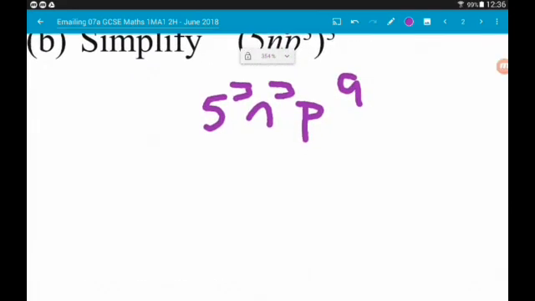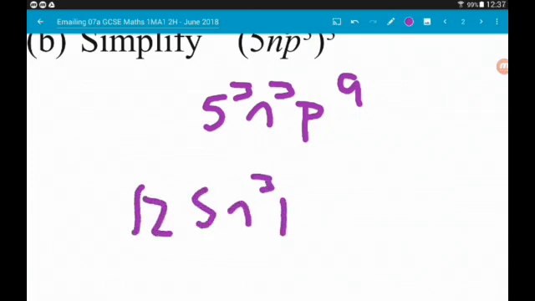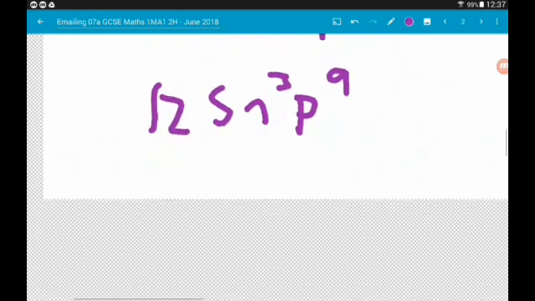and then we would want 5 cubed as a normal number, so 5 cubed is 125. So we've got 125 n cubed p to the power of 9.